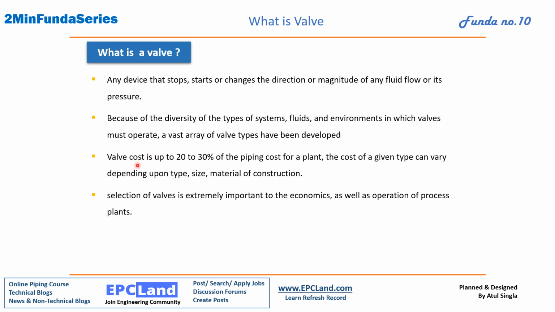Valve is a very important component in our piping section, because it costs up to 20 to 30% of the piping cost of a plant. The cost of a given type can vary depending on the type, size and material of construction. But in most cases it is around 20 to 30% of the total piping cost. So selection of valve is extremely important to the economics as well as operation of the process plant. That's why this valve is a very important component which we need to understand, so that we can implement our understanding into our piping designs.